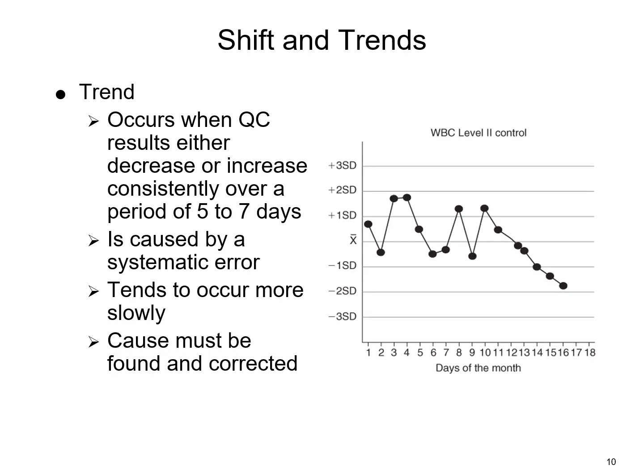So a trend happens when you have a decrease or an increase that's very consistent over a 5 or 7 day period. With your shift, everything just shifts to one side. With your trend, it's just a constant, steady going in one direction or the other. So this tends to be a little bit slower because it's happening over time. But again, it's one of those things that you've got to find the cause and correct it.